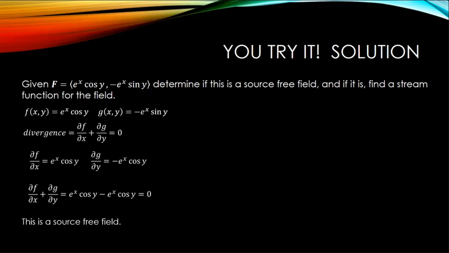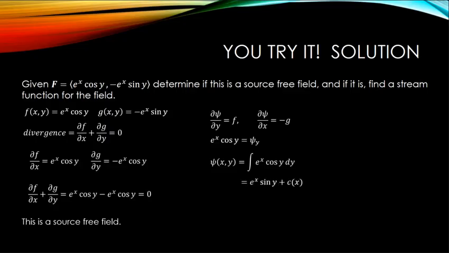So now I need to find my stream function. The partial of psi with respect to y is f, and the partial of psi with respect to x is negative g. e to the x cosine y is going to be equal to the partial of psi with respect to y. This tells me that psi of x y is given by the integral of e to the x cosine y dy. This gives me e to the x sine y plus a constant of integration I'll call c of x.